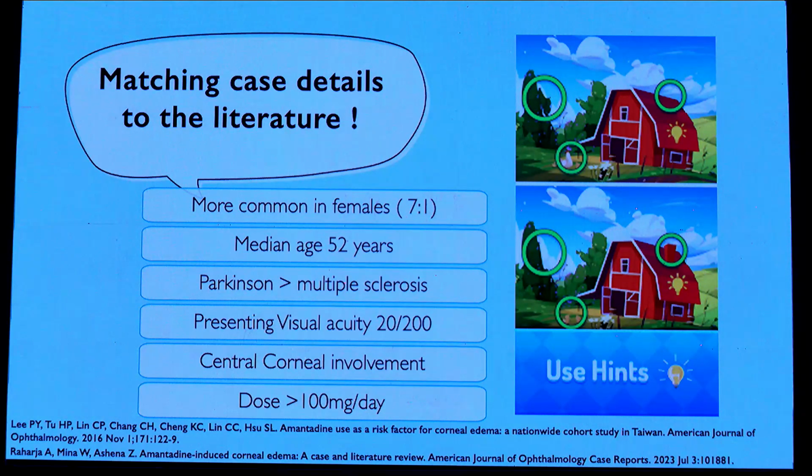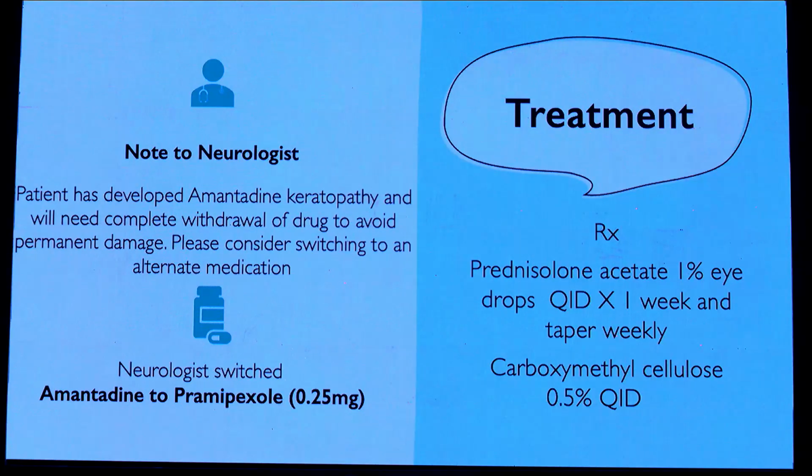and we tried to match the demographics and the profile to the case. It is more common in females, like in our case, aged around 50 to 60, more common with Parkinson's disease, who are using amantadine at a dosage of 100 milligrams per day. So I wrote a letter to the neurologist asking him to stop amantadine. Thankfully, he stopped and switched it to pramipexole. Topically, I started the patient on prednisolone acetate 4 times a day along with lubricating drops.